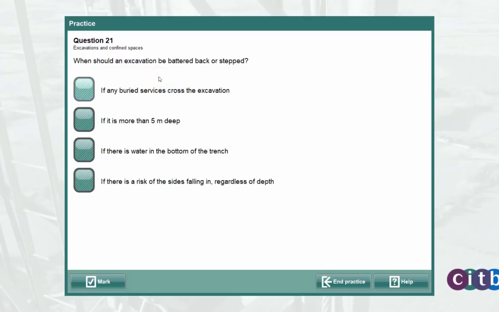When should an excavation be battered back or stepped? If any buried services cross the excavation. If it is more than 5 meters deep. If there is water in the bottom of the trench. If there is a risk of the sides falling in regardless of depth.